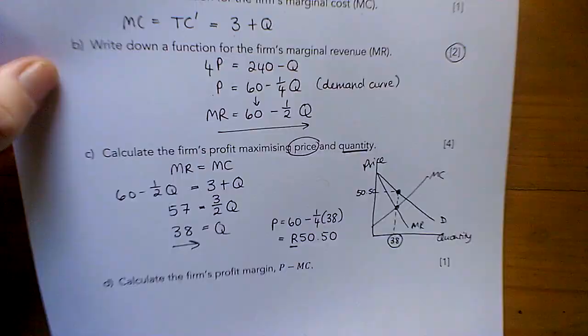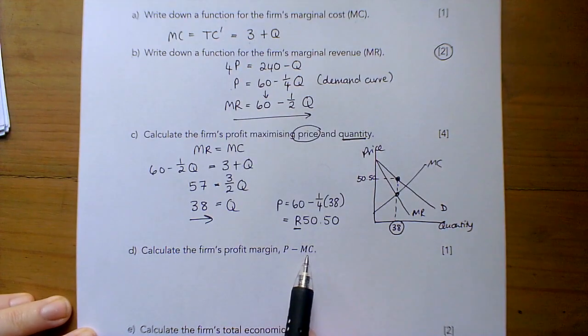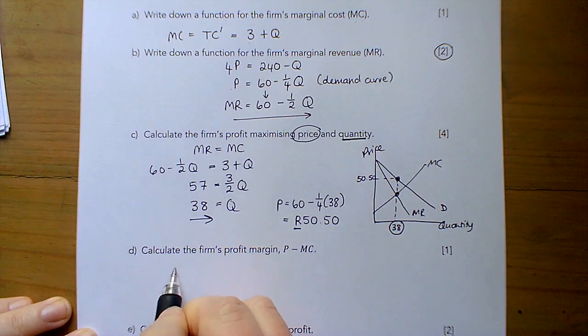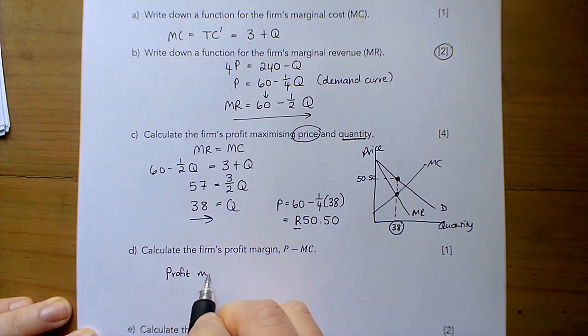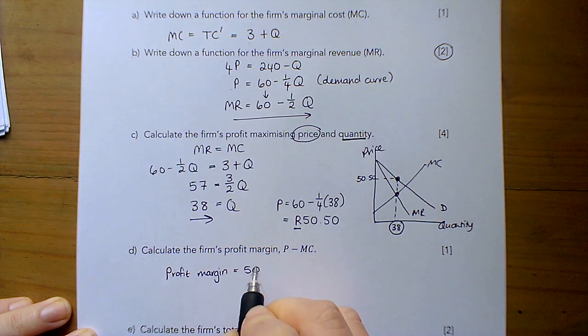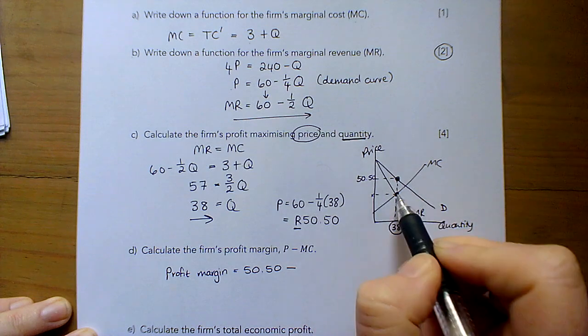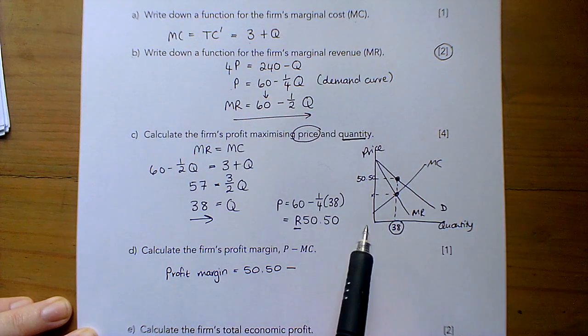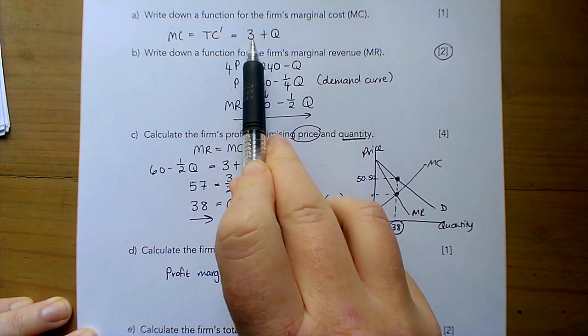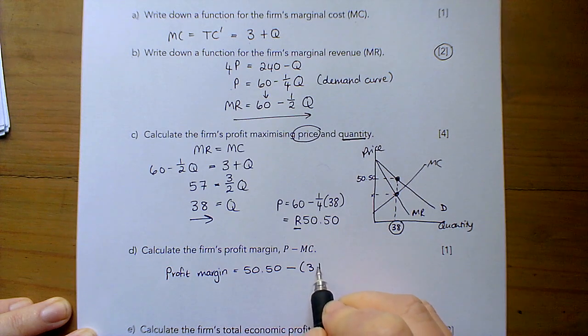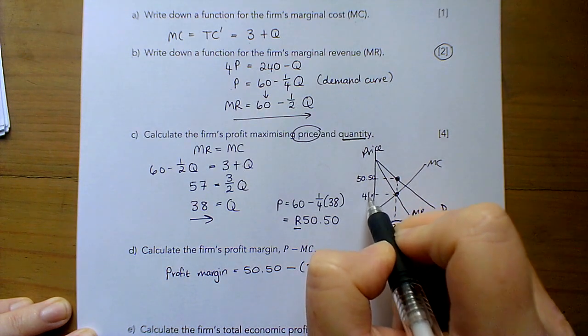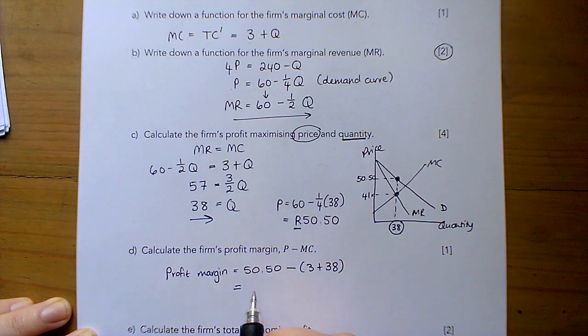Then it asks us to calculate the firm's profit margin, price minus MC. So we have price, which is 50.50. So that's the price. And now we need the marginal cost. So what we want is this value at a quantity of 38. So we sub 38 into our marginal cost function. So 3 plus 38. So our marginal cost at 38 is 41. And so our profit margin is going to be 50.50 minus 41, which is 9.50.